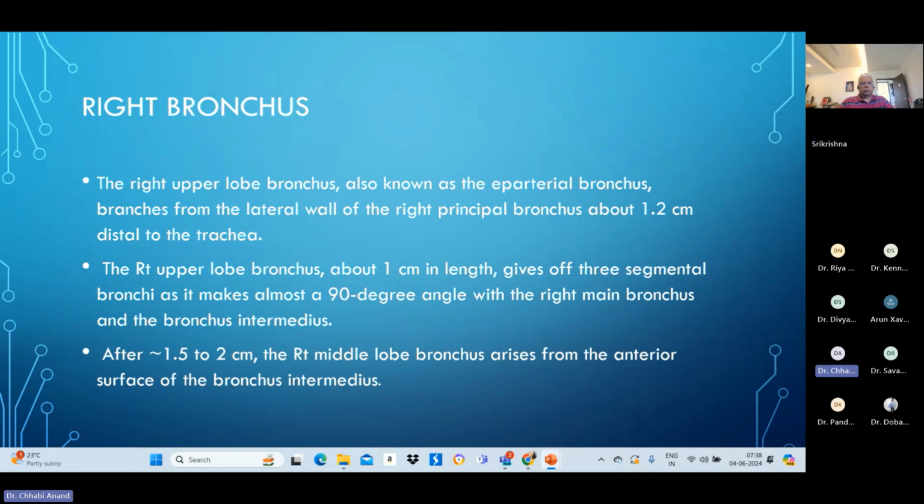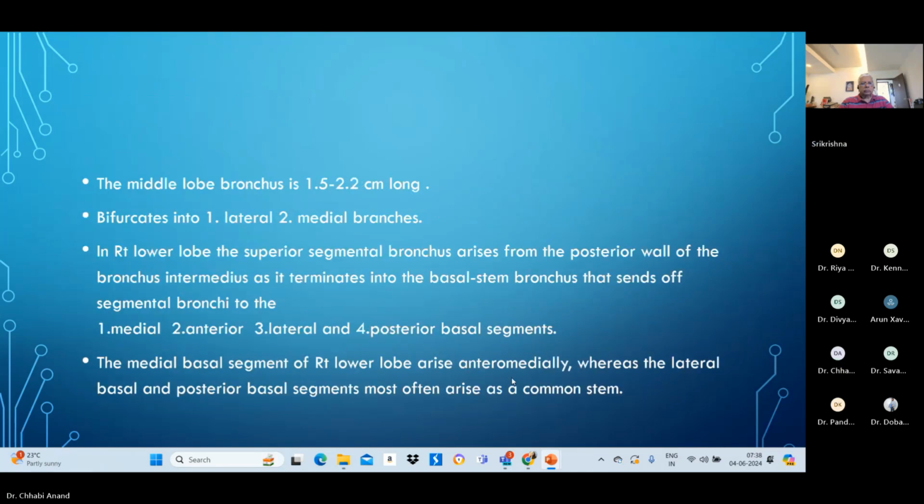After about 1.5 to 2 centimeter, the right middle lobe bronchus arises from the anterior surface of the bronchus intermedius. The middle lobe bronchus is 1.5 to 2.2 centimeter long and bifurcates into lateral and medial branches. In the right lower lobe, the superior segmental bronchus arises from the posterior wall of the bronchus intermedius as it terminates into the basal stem bronchus that sends off segmental bronchi to the medial, anterior, lateral, and posterior basal segments. The medial basal segment of the right lower lobe arises anteromedially, whereas the lateral basal and posterior basal segments most often arise as a common stem.